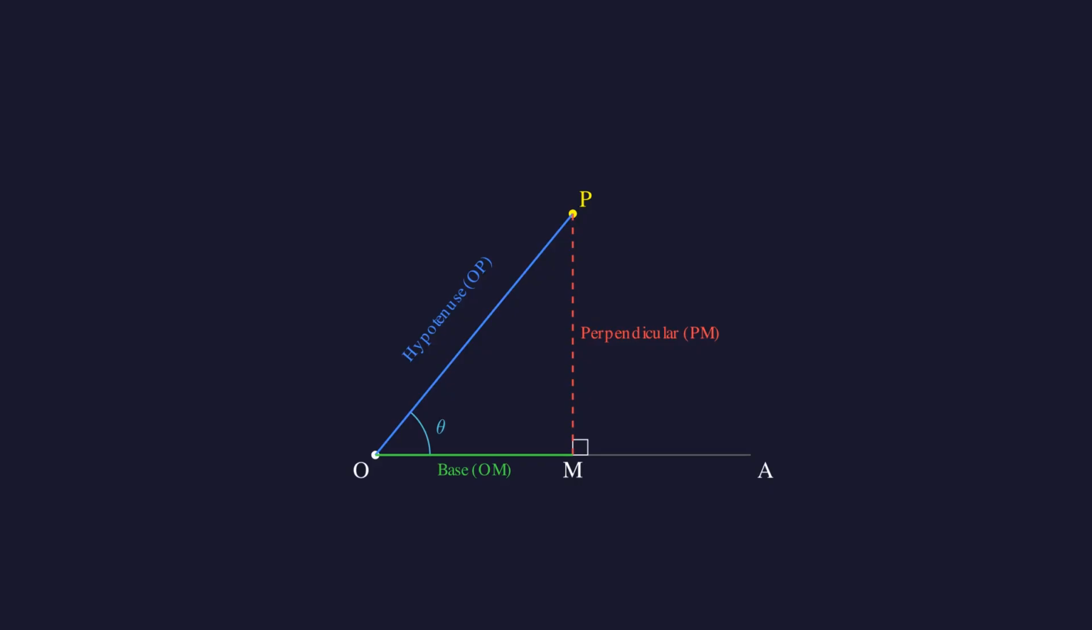3 sides. The slant from O to P, that's the hypotenuse, always the longest. The vertical drop, PN, the perpendicular. And the flat stretch, ON, the base. Now take those sides and make fractions.